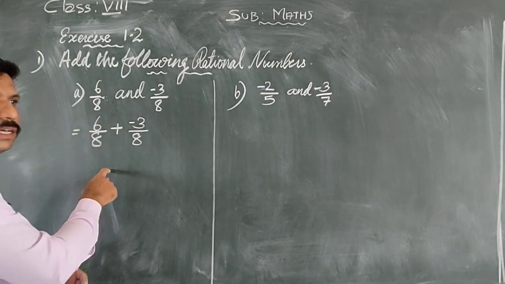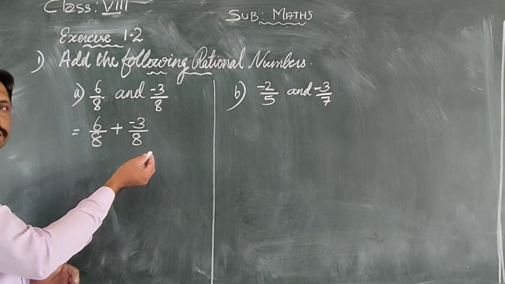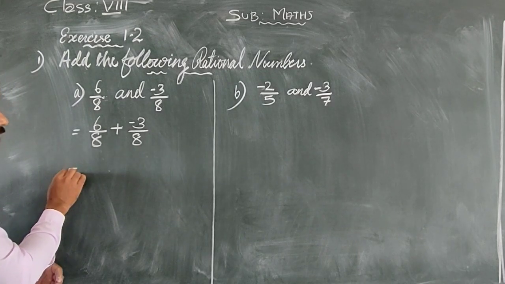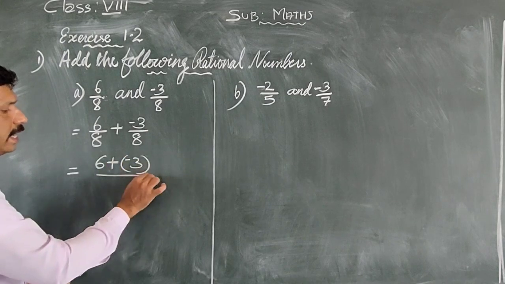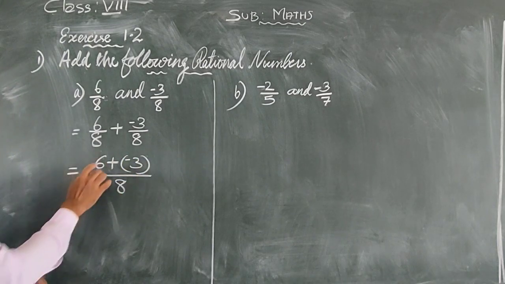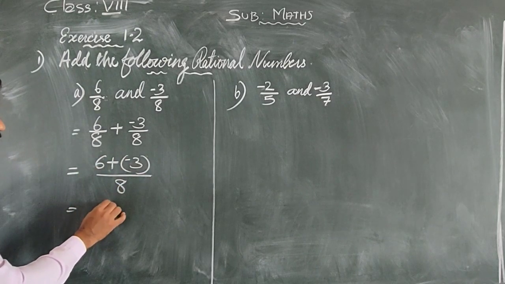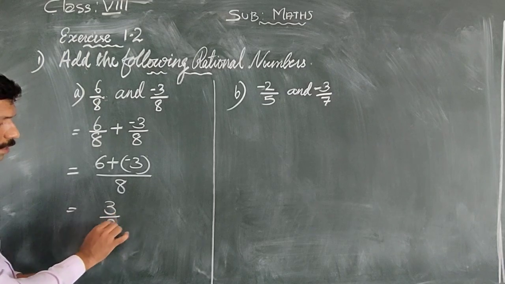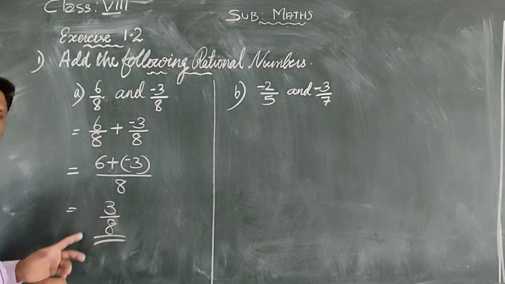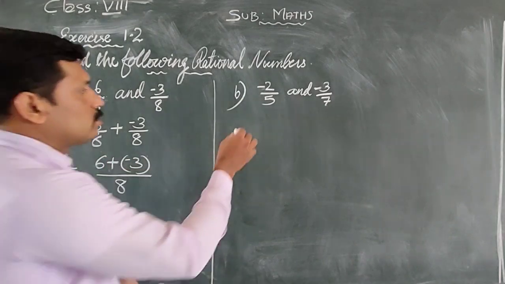Dear students, here the denominators are same, so no need to make it equal, already it is equal only. So we add the numerators, 6 plus negative 3 upon 8. One is a negative number, another is a positive number. We subtract, then we get 3, and the bigger number is positive, therefore it is positive. So the answer is 3 upon 8, positive 3 upon 8. Now let us go to the next question.